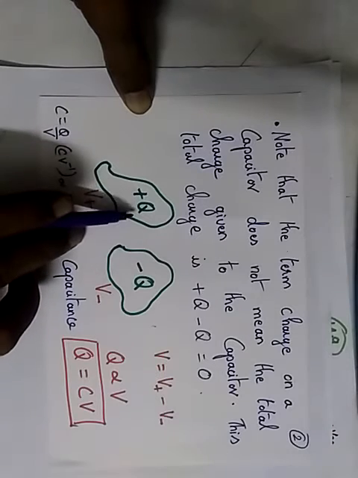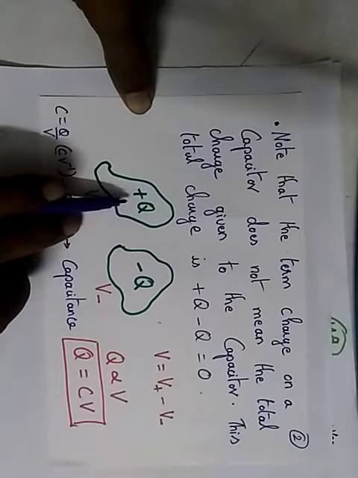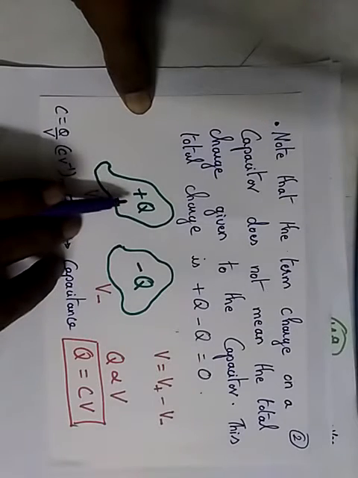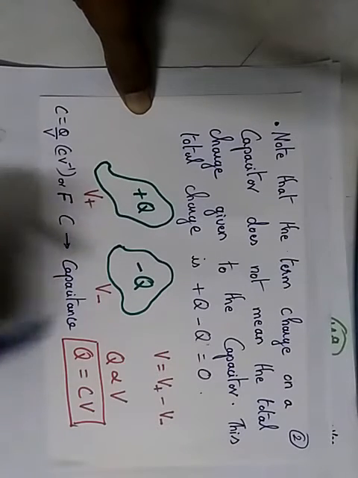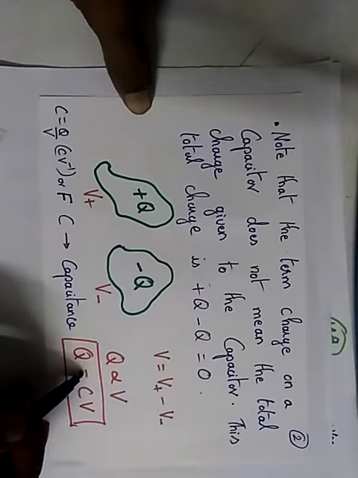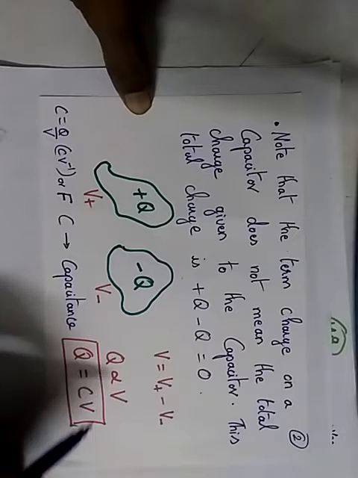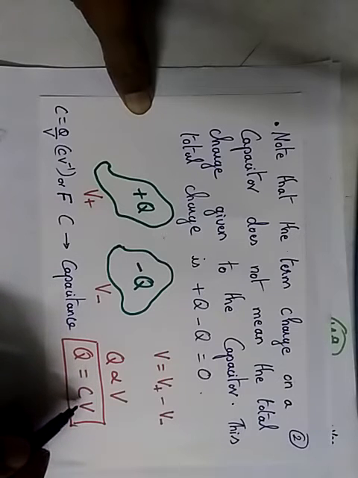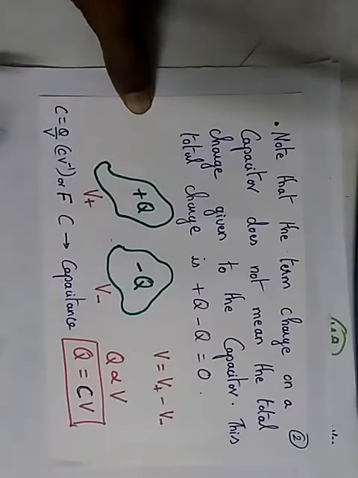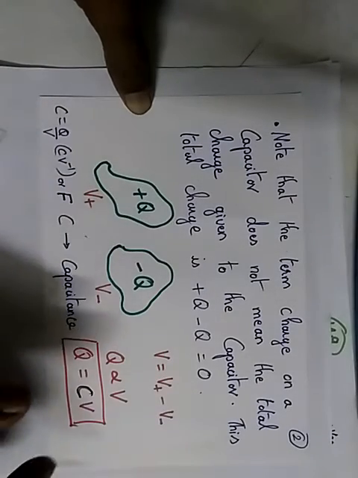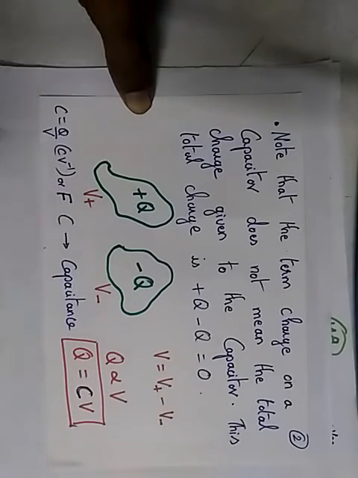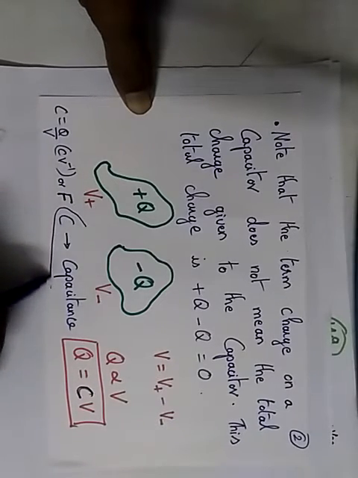Now this charge is directly proportional to the applied voltage. That means if you increase the voltage, the charge also increases. To make it equal, we introduced a constant of proportionality. So Q is equal to CV. Now this C is called the capacitance of the capacitor. Capacitor is a component and C is its property. That is capacitance, it is a property. So C is called the capacitance of the capacitor.